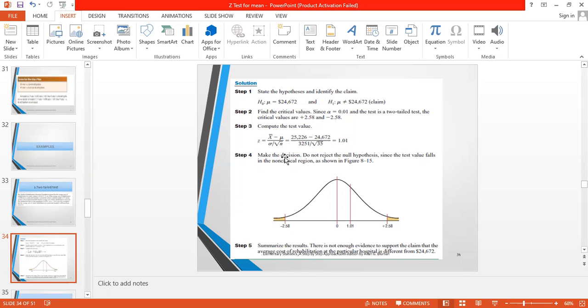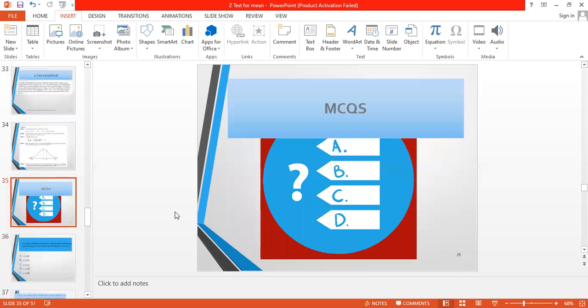When we decide, we cannot reject the null hypothesis because the test value falls in the non-critical region. Our test result is less than our critical value, which is 2.58. There is not enough evidence to support the claim that the average cost of rehabilitation is different from the cost at other hospitals for stroke victims.